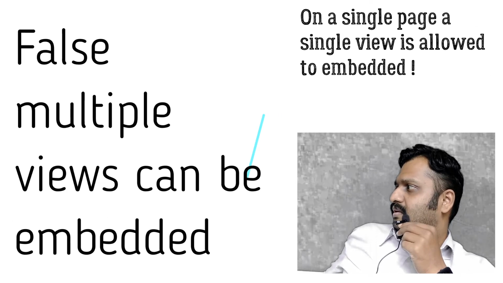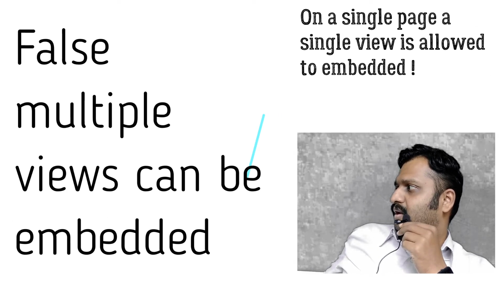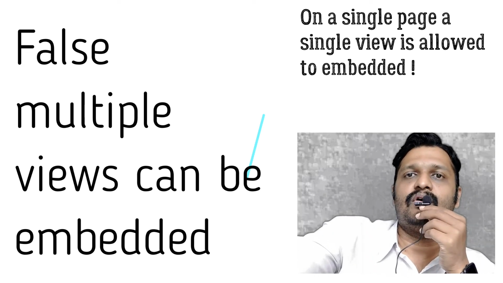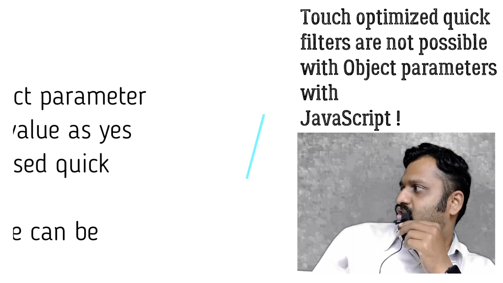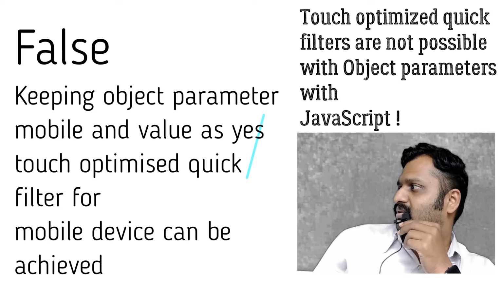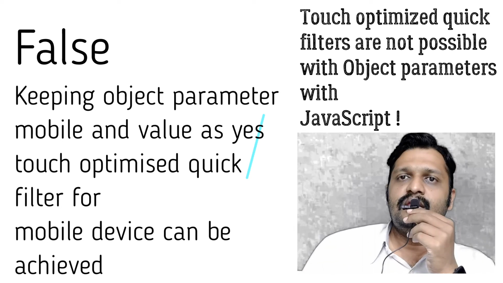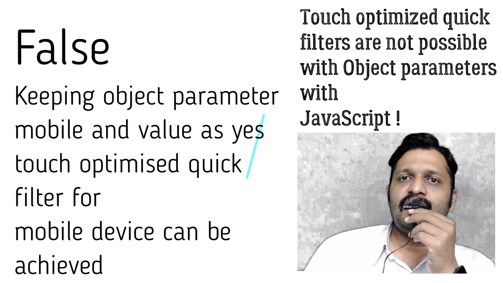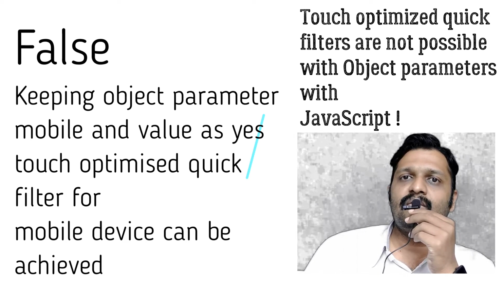Next question. On a single page, a single view is allowed to embed. That is false. Multiple views can be embedded on a single page. Next question. Touch optimized quick filters are not possible with object parameters with JavaScript. That is false. Keeping object parameter mobile and values as yes, optimized quick filters for mobile device can be achieved. Next question.